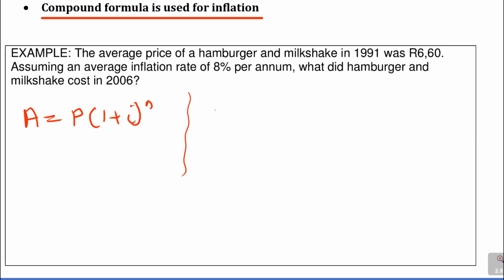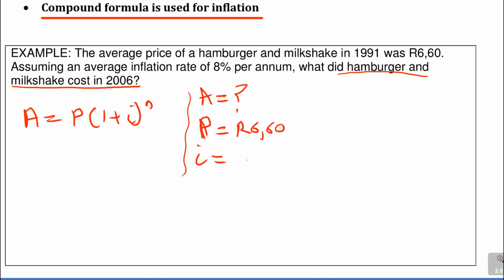Then you ask yourself, what is my A? They're saying, assuming the average inflation rate, what did the hamburger and milkshake cost in the future? So that's what we want, the cost in the future. P. What is P? The beginning price of the hamburger. It was 6.60 Rand. What is i? The interest, the inflation rate, that is your interest there. It's 8 over 100, which is 0.08.